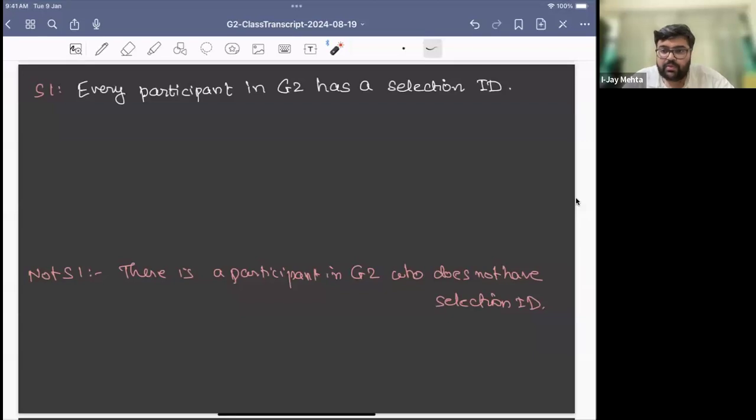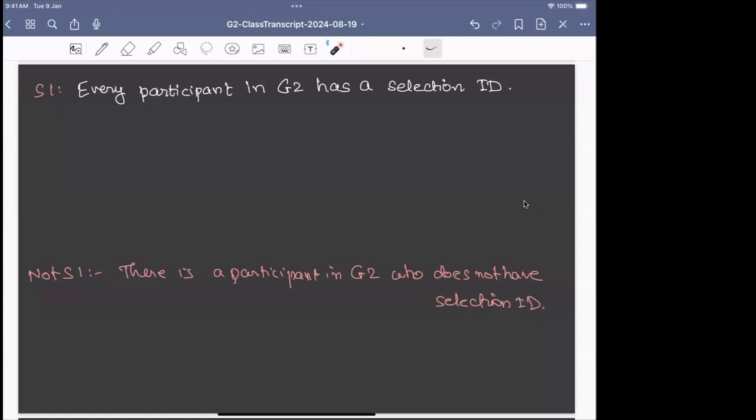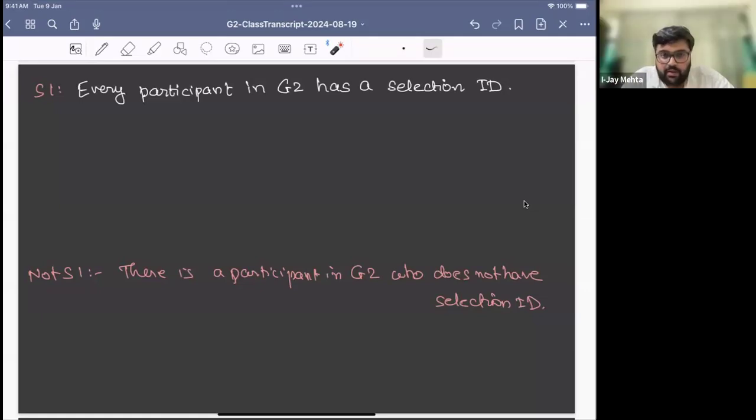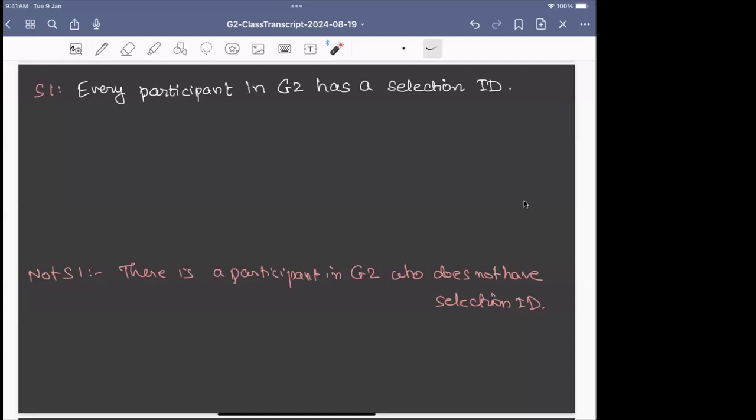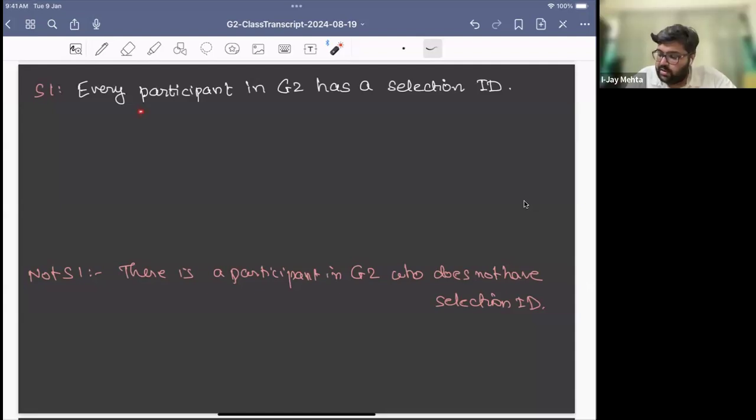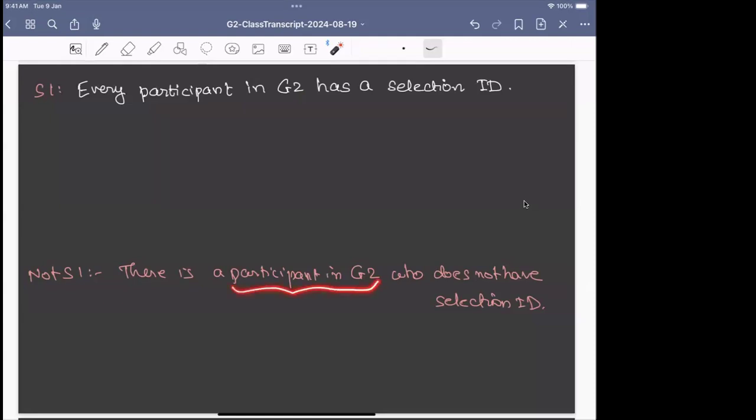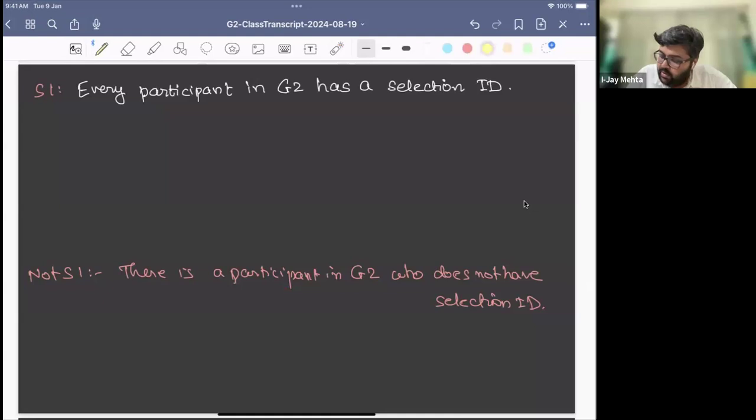Room number 2, Sheikh Faisal. Yes, sir. Am I audible? Yes. Please tell your answer. Every participant in G2 is the context here. So the context is participants in G2, right? Here also we are talking about participants in G2. So there is a set involved, right? What is the set? The set of participants in G2. In these two statements, there is a set involved.